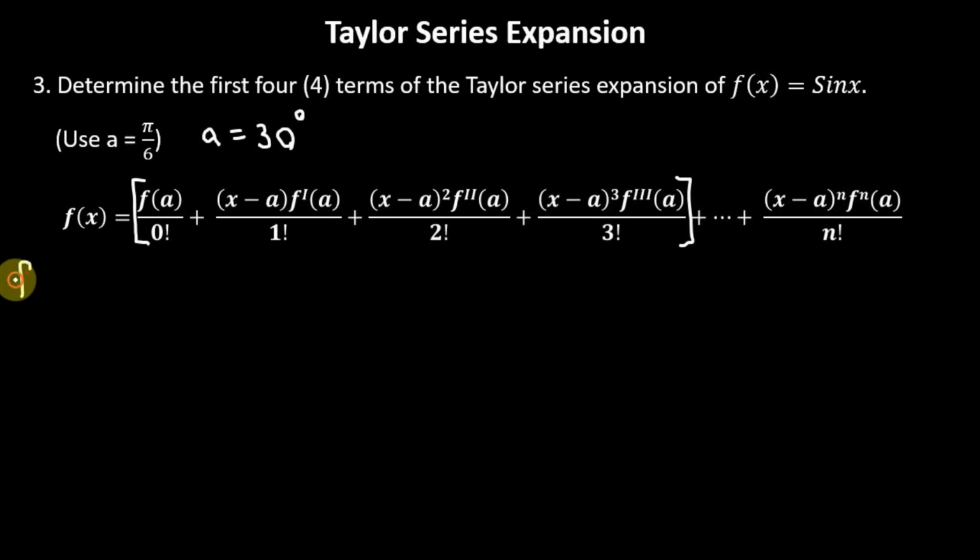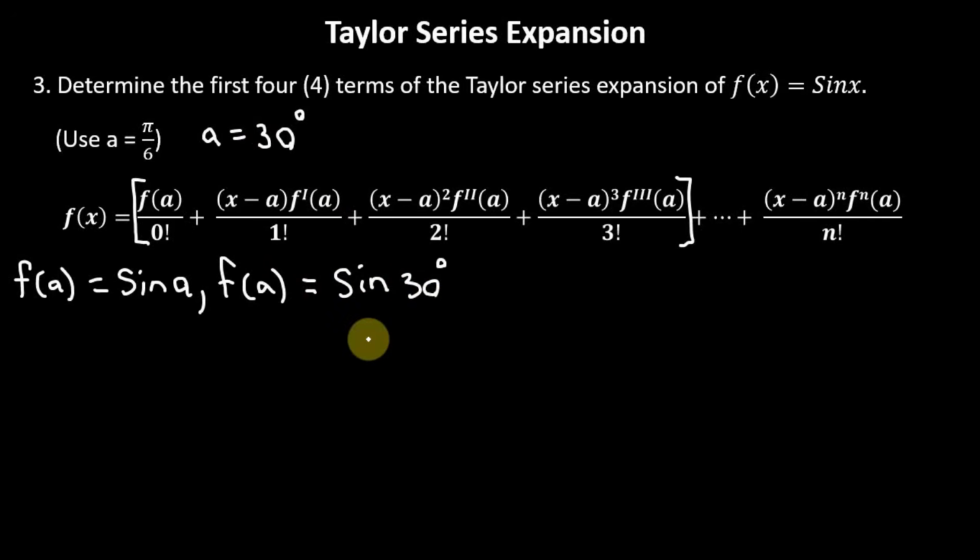So we're going to need to find our f of a, and of course, if f of x is equal to sine of x, then f of a will be equal to sine of a. So therefore f of a will be equal to sine of 30 degrees, which you can find in your calculator quite easily. And of course, sine 30 is a half. Next step is to find the first differential of f of a. Of course, when we differentiate sine a, we'll get cos a.